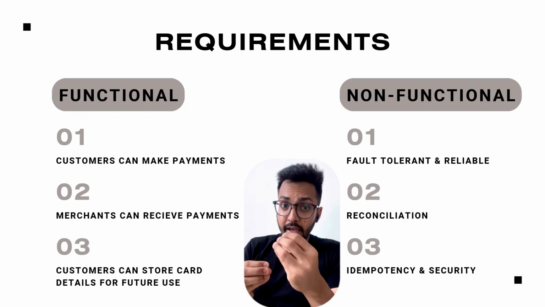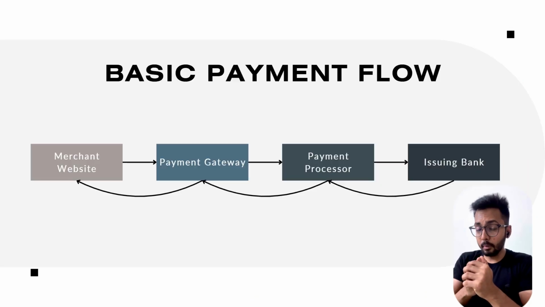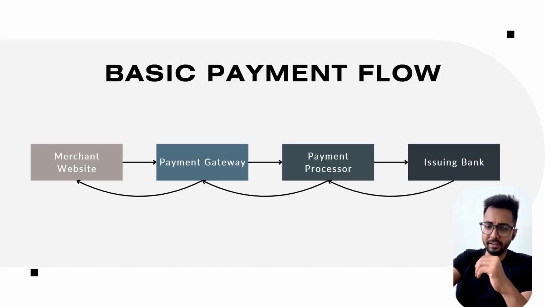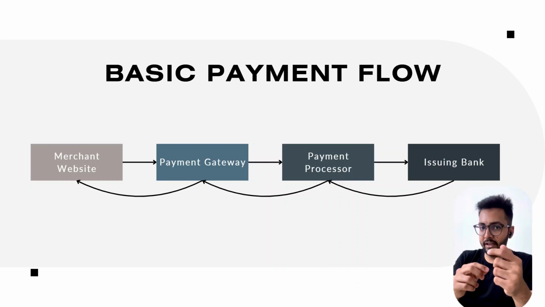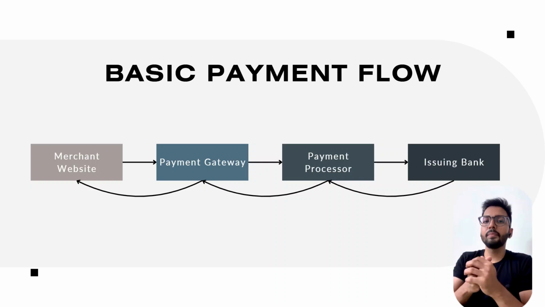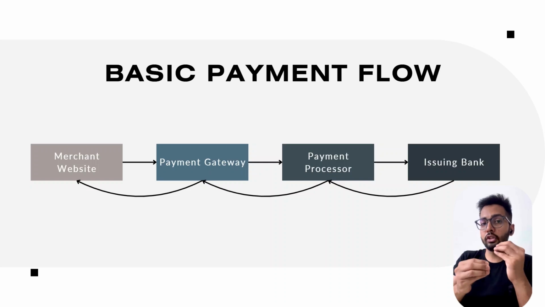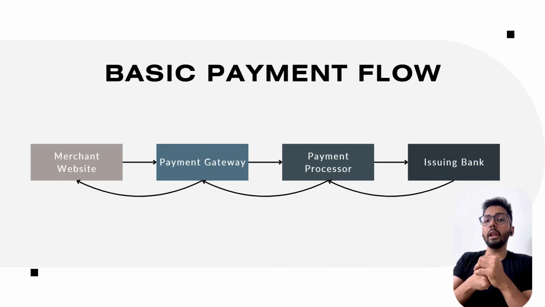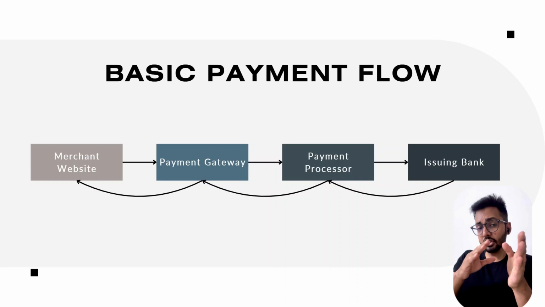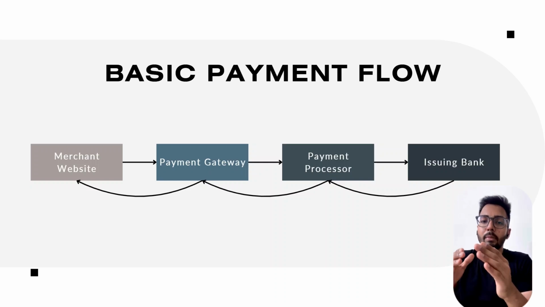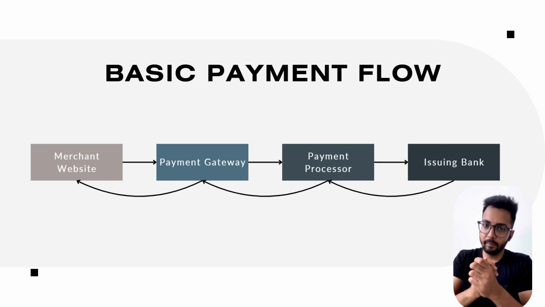Now, if we think of a basic flow of how a payment gateway works, it is something like this. First, a customer enters their card details on the merchant's website. The merchant's website then sends these details to a payment gateway, where they are formatted and sent to the payment processor. Next, the payment processor forwards the details to the issuing bank. Issuing bank is the bank that issued the customer's credit card.